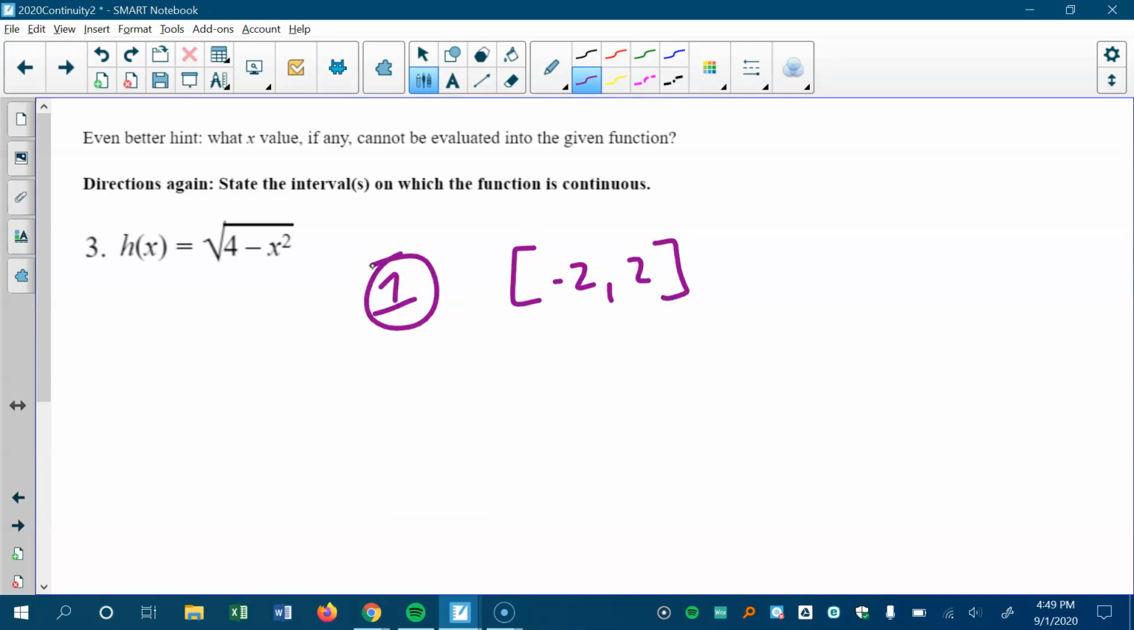You don't have to do both options, by the way. You could just do 1. Option 2, you could do -2 is less than or equal to x is less than or equal to 2. This is just another way of saying that x is in between -2 and 2 inclusively. And again, each of these is saying that for every x value in that domain, there will be a y value for the function where the function is continuous.